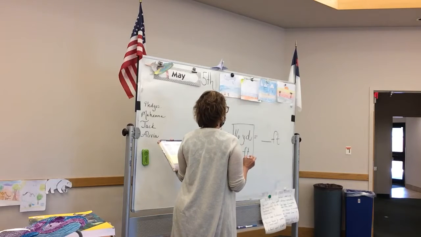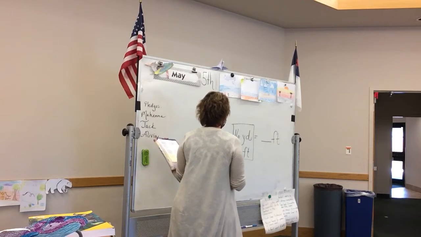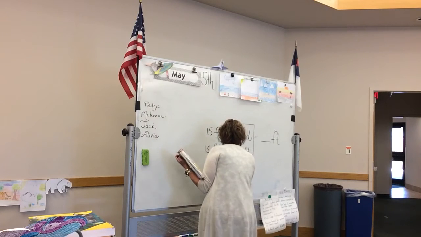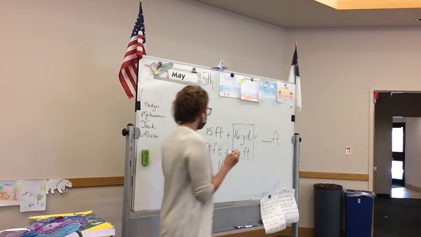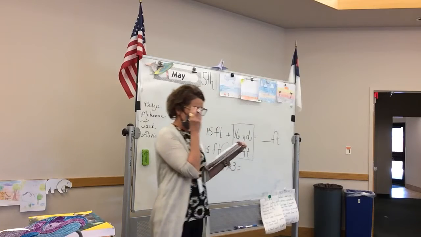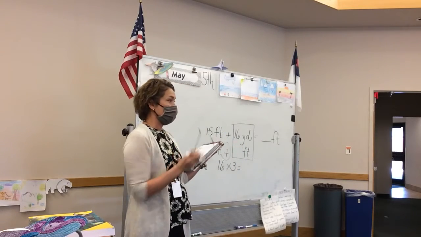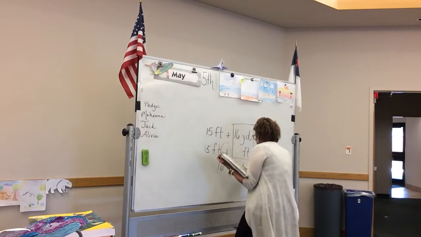All right, so if I know it's 3, what am I going to do next? Look at the box. Remember, the box is what we are solving first. So I have 16 times what? Cole just said 3. What is 16 times 3? McKenna? 48. Very nice.